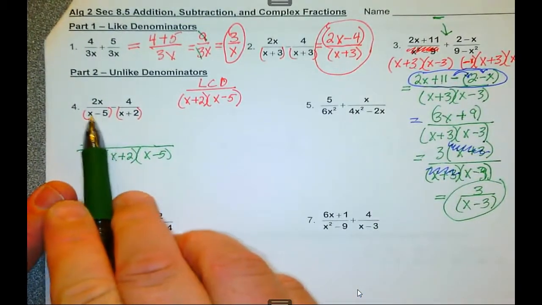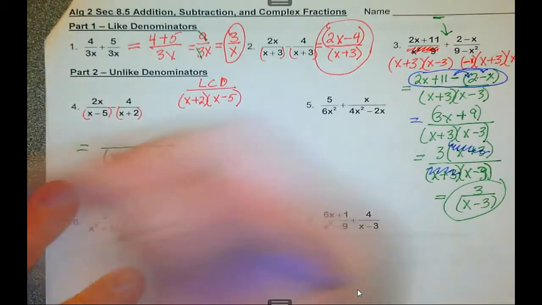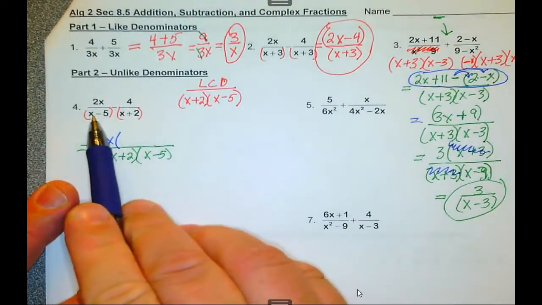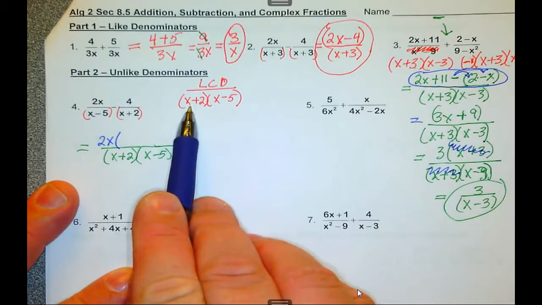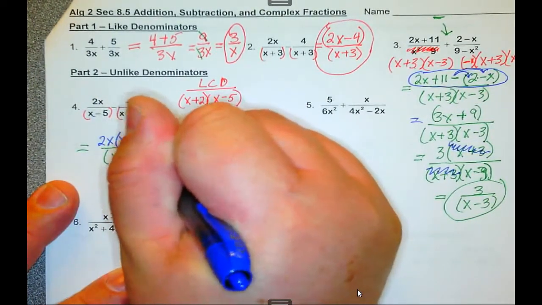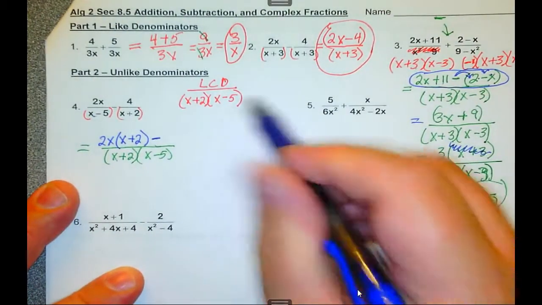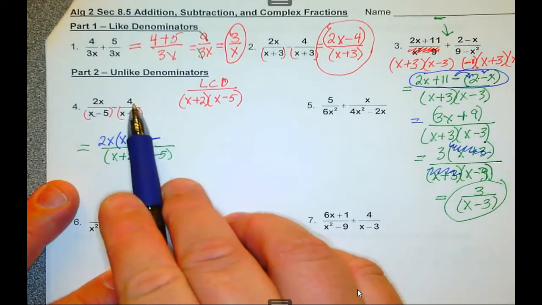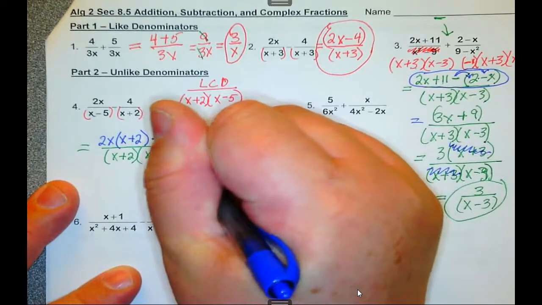This fraction has an x minus 5, so I need to multiply the 2x by what? It has an x minus 5, so I need to multiply it by the x plus 2. Minus, okay, this one has an x plus 2, so I need to multiply the 4 by x minus 5.